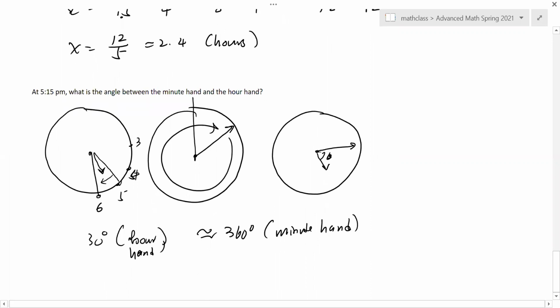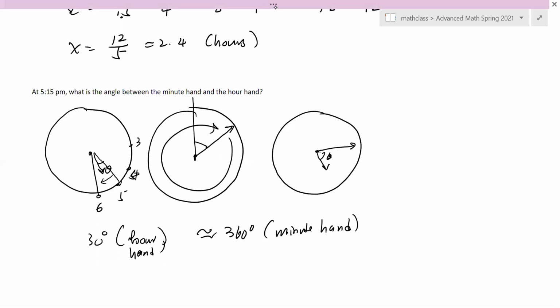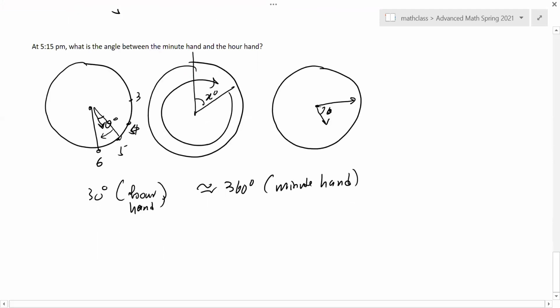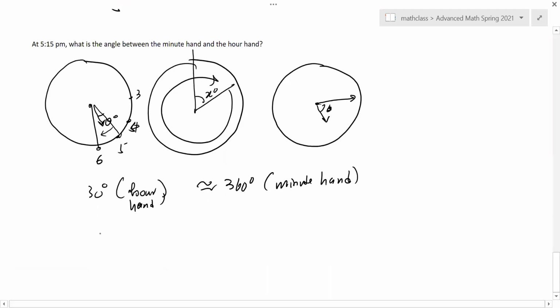So if this is angle theta, a tiny bit, right? Then this angle, let's call it x degrees. What's the relationship between these two? Well, theta over 30 degrees should be equal to x degrees over 360 degrees. Okay, got it?